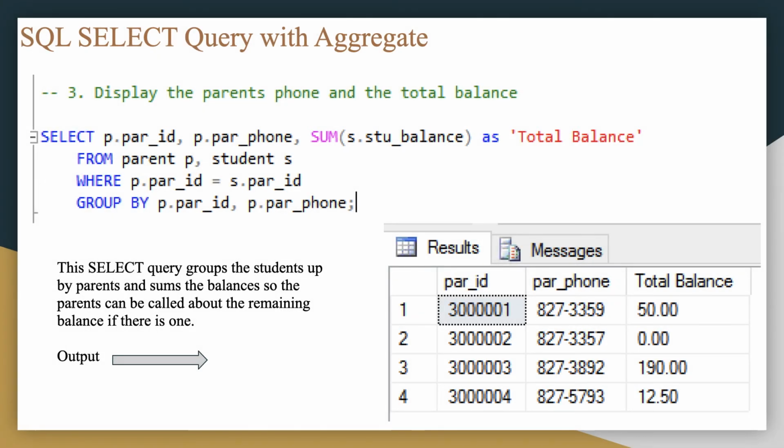The second SQL select query that we are displaying uses an aggregate function. This statement displays the parent's phone and the total balance. We summed all of the student balances for each parent as total balance, where the parent ID equals the student's parent ID, and we grouped them by the parent ID as well as the phone. And then we see that the total balance is summed for each of the students that are in our database.